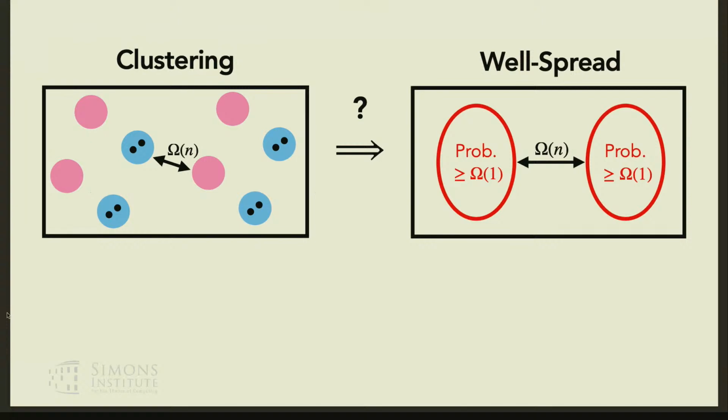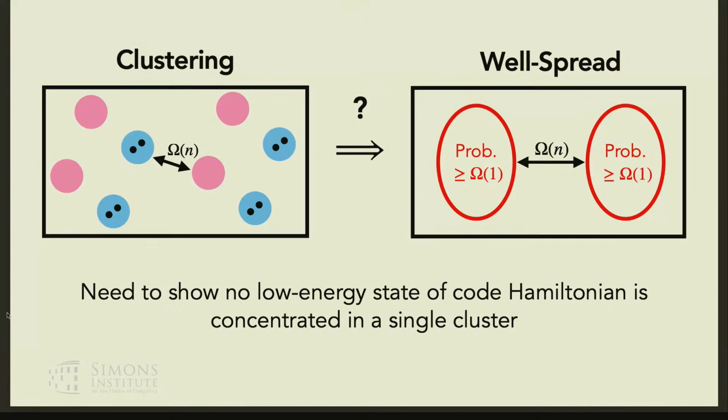So the last step we need is this implication, that clustering implies well-spreadness, because we already saw that well-spreadness implies the super constant circuit depth that we need for NLTS. So all we now need to do is show that no low energy state of our linear distance qLDPC code Hamiltonians is concentrated within a single cluster. Because if we're spread across at least two different clusters, then we know we're well spread, because all these clusters are far apart. So the only way we could not be far apart is if the entire measurement distribution is concentrated in a single cluster.